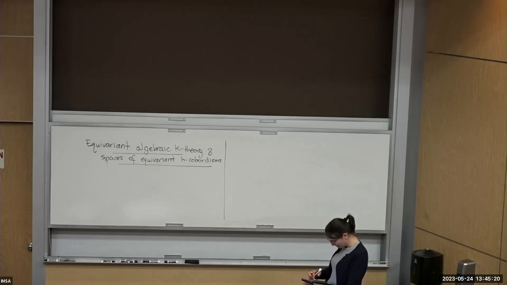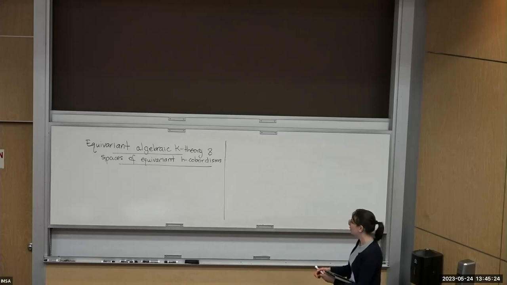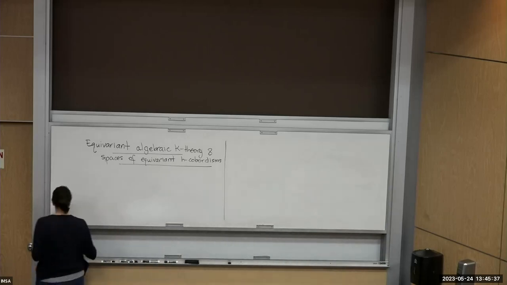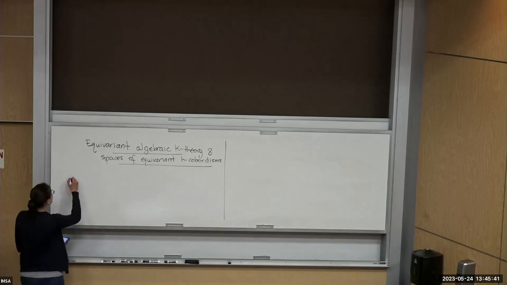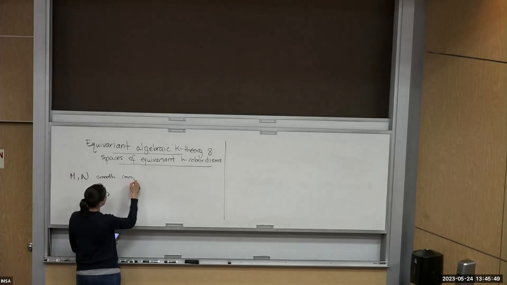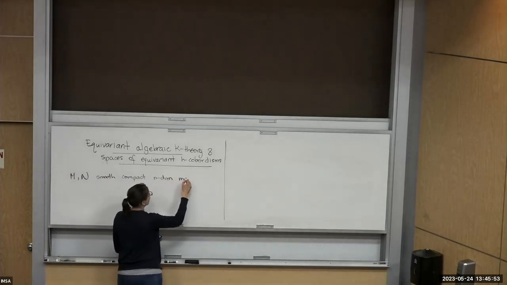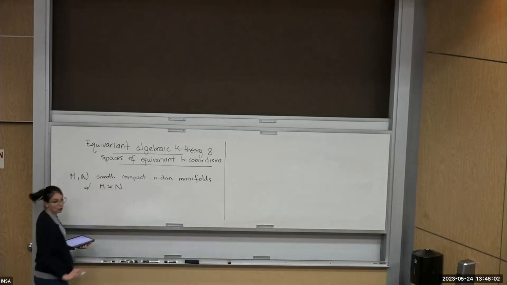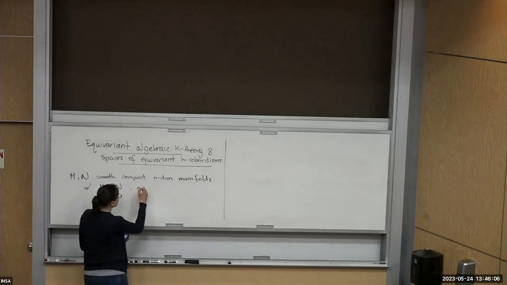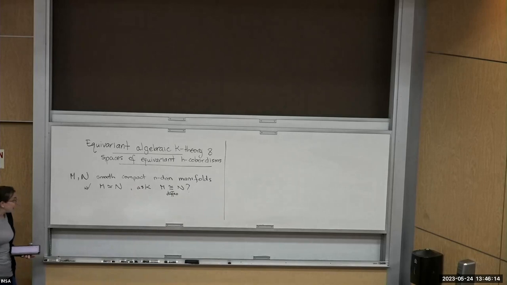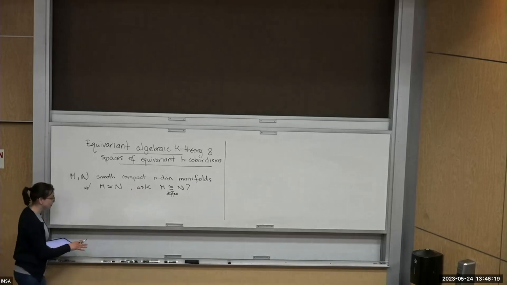The plan is to talk about equivariant algebraic K-theory and spaces and how it relates to h-cobordisms. So let me just start with a very classical question and problem. Going back to the classification of manifolds, if you have M and N, two smooth, compact, n-dimensional manifolds, and suppose that we know that M is homotopy equivalent to N, we can ask, is M actually diffeomorphic to N?